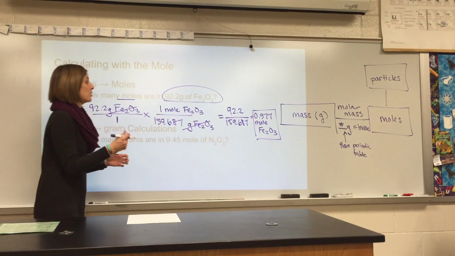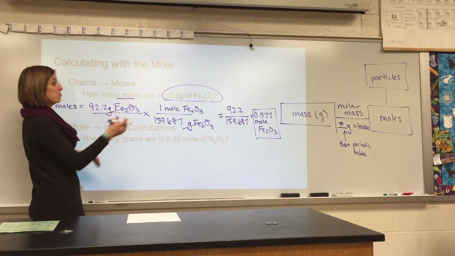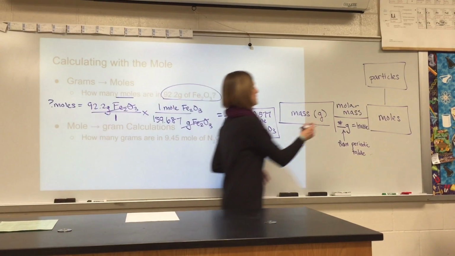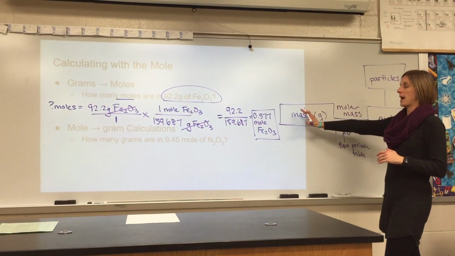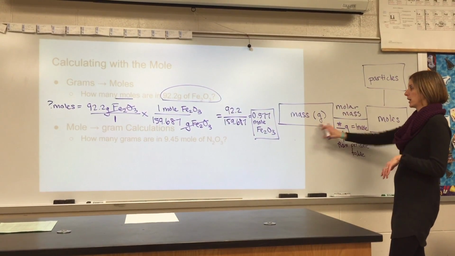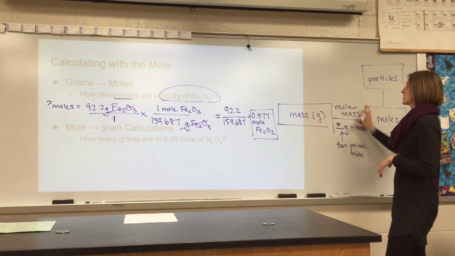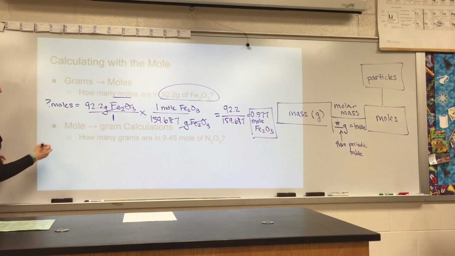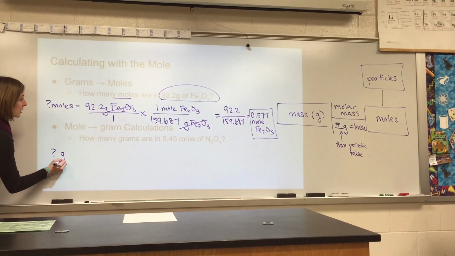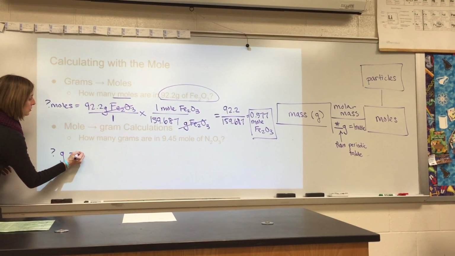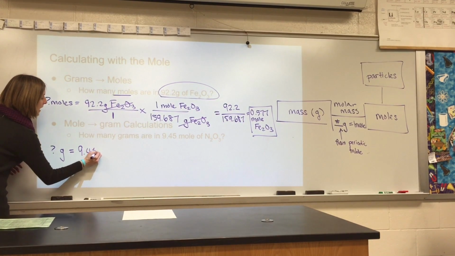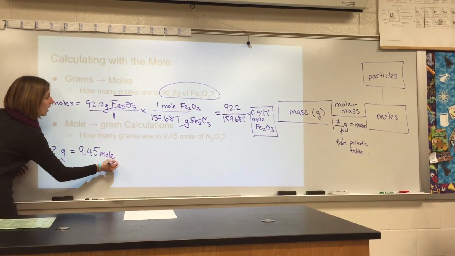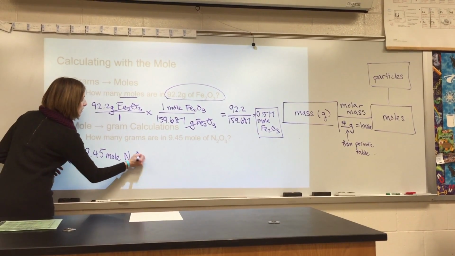The other thing we could ask you to do is calculate from moles to grams. So in this case, we'd be going backwards in our mole map. We'd be starting at the mole box and working our way to our mass box. So we're still using that molar mass conversion again. So I'm going to do the exact same setup, except this time I want to know how many grams are equal to 9.45 moles of N2O3.